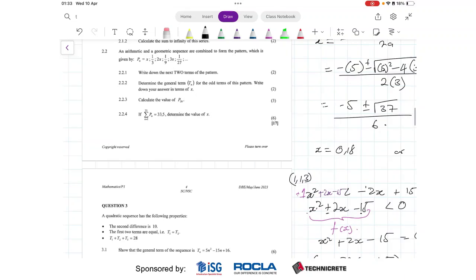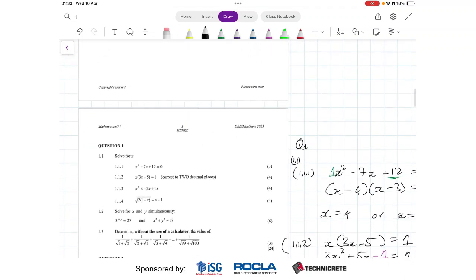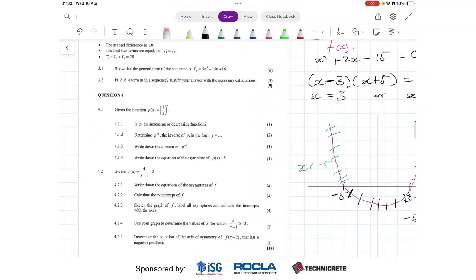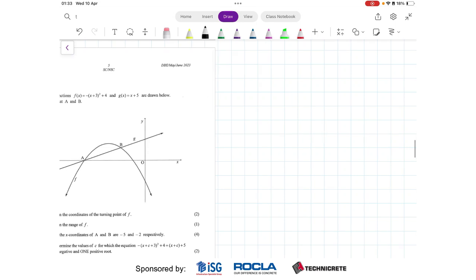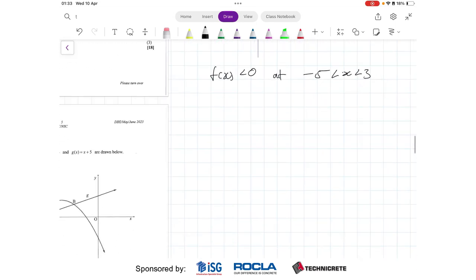Moving on to the next question, 1.1.4, which is a surd question. Okay, it's given to us in surd form. We have that the square root of 2(1 minus x) is equal to x minus 1.